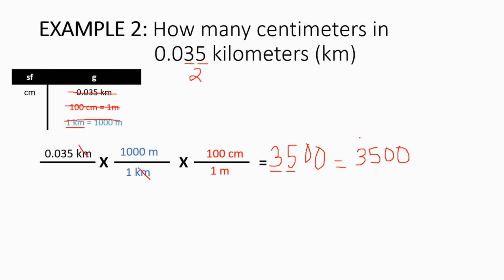I need to make sure it makes sense. And since my kilometers canceled out, the only thing I'm left with is centimeters. That means my final unit is centimeters. So there's my answer. There are 3,500 centimeters in 0.035 kilometers.